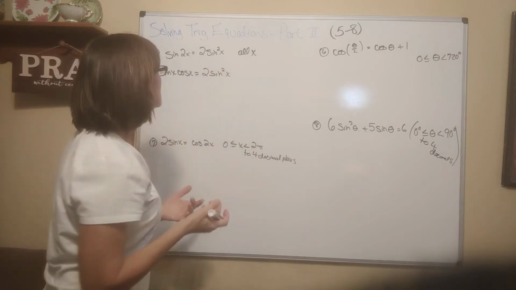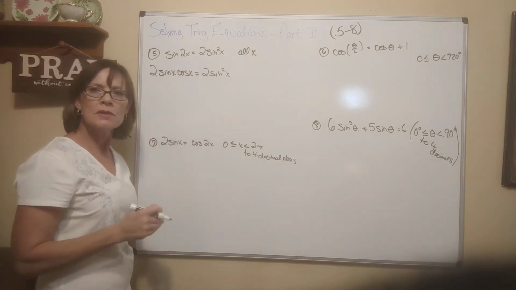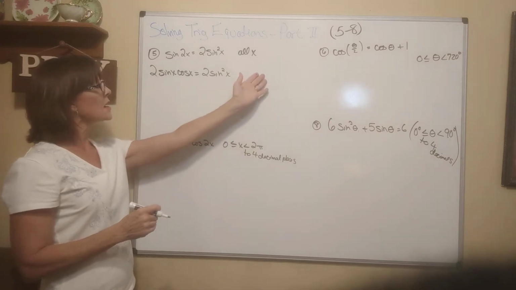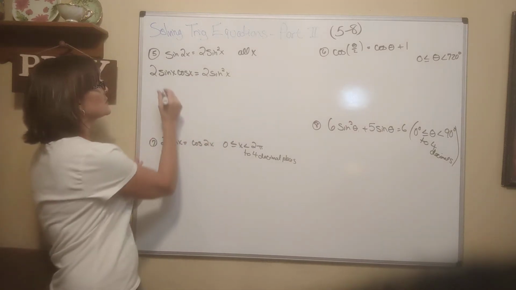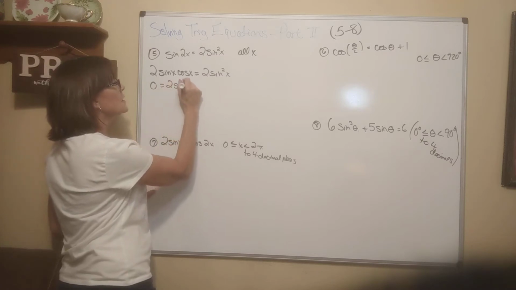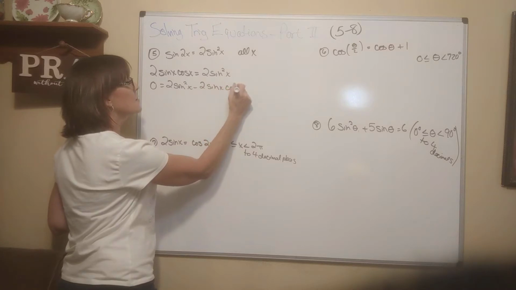Can this factor? Well, they both have a sine x in them. So if I get a 0 on one side, I can factor this. So that's good. I'm going to move everybody to this side because I like a positive leading coefficient. So I'm going to subtract this term. I get 0 is 2 sine squared of x minus 2 sine x cosine x.